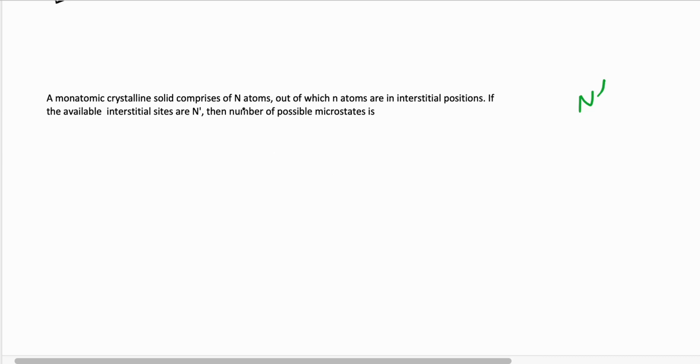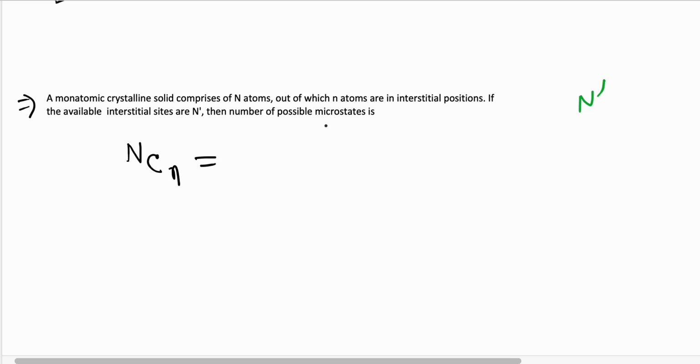So how can we calculate these things? That means how many ways we can rearrange n atoms out of capital N atoms. This is actually nothing but binomial distribution, n ways, sorry, not binomial, it's n ways.